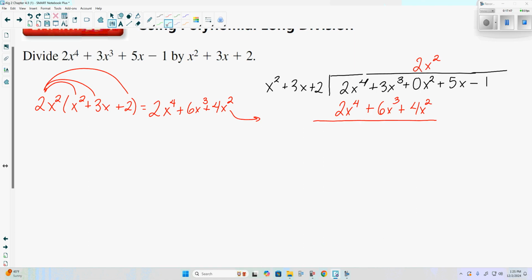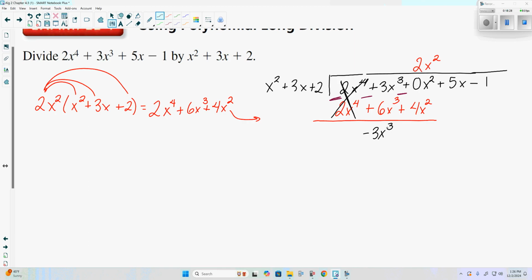And once we finish multiplying it out, we're going to put it underneath. And then we're going to subtract. Questions on this here? We're ready for our subtraction. 2x to the fourth minus 2x to the fourth. 0. That is exactly what we want to have happen. 3x cubed minus 6x cubed. 3 minus 6. Negative 3. And we still have our x to the third.